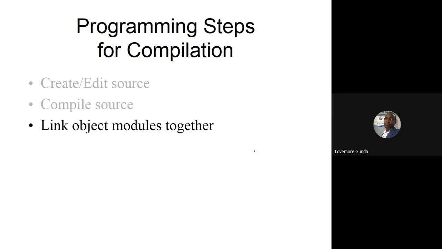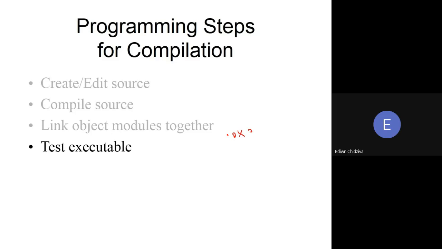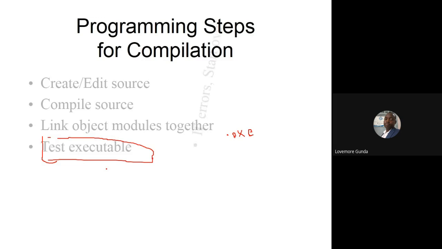Then you link the object modules together. This is again done by C. It creates the links according to your program. Then you test. So this will create the executable program, which you find as .exe, right? That's the executable program. So this is now the program which, if you double click, it will run and show you what is happening. But now with the new platforms for programming, you realize that you do all this by just clicking the mouse, okay?